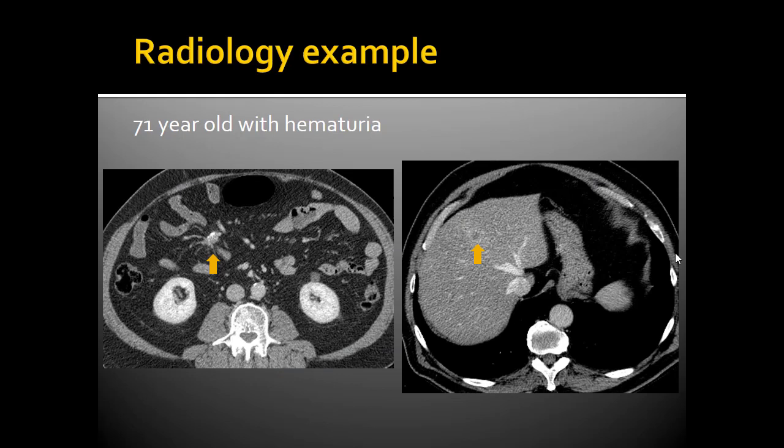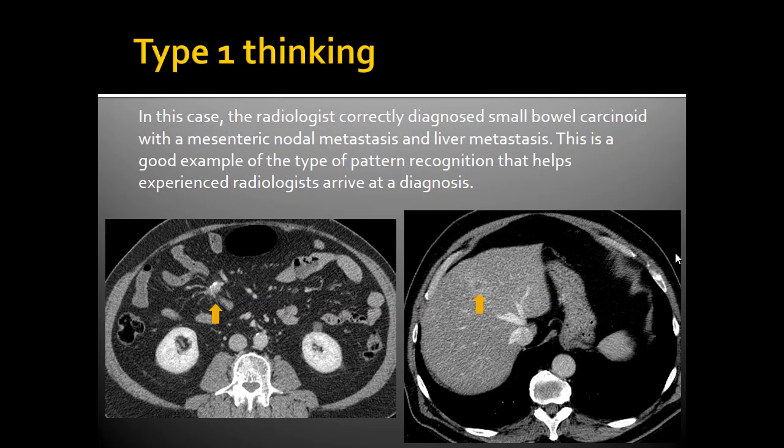Now let's look at a radiology example. This is a CT exam in a 71-year-old patient with hematuria. The radiologist identifies a calcified desmoplastic mesenteric mass and a hypoenhancing liver lesion in segment 4. In this case, the radiologist correctly diagnosed small bowel carcinoid with a mesenteric nodal metastasis and liver metastasis. This is a good example of the type of pattern recognition that helps experienced radiologists arrive at a diagnosis.